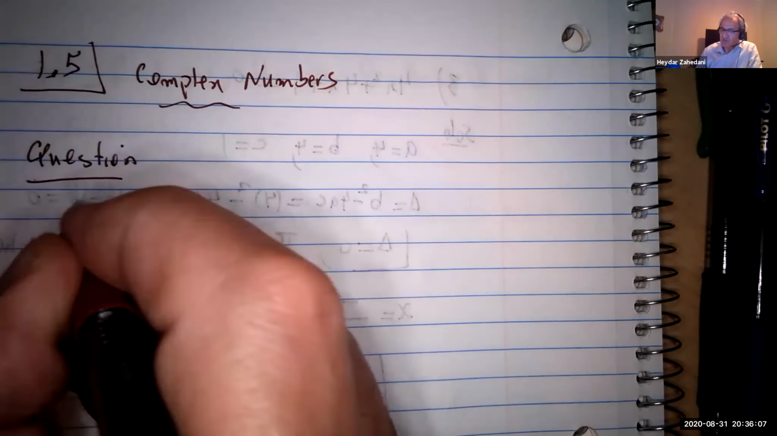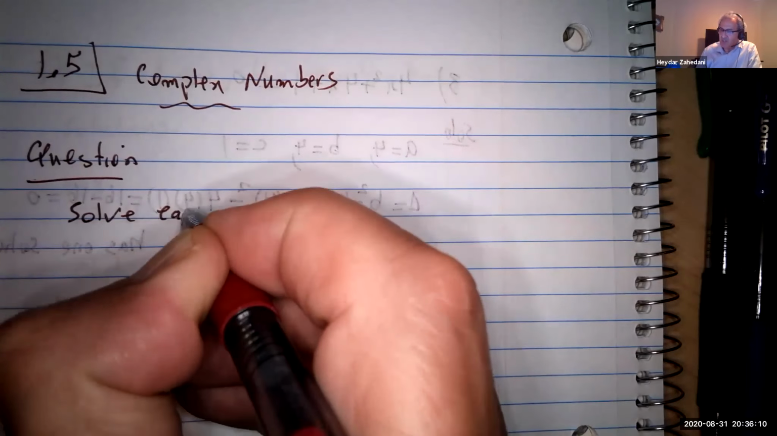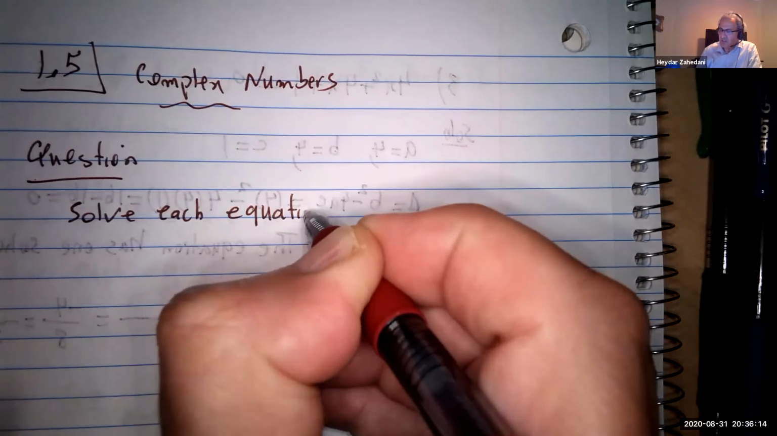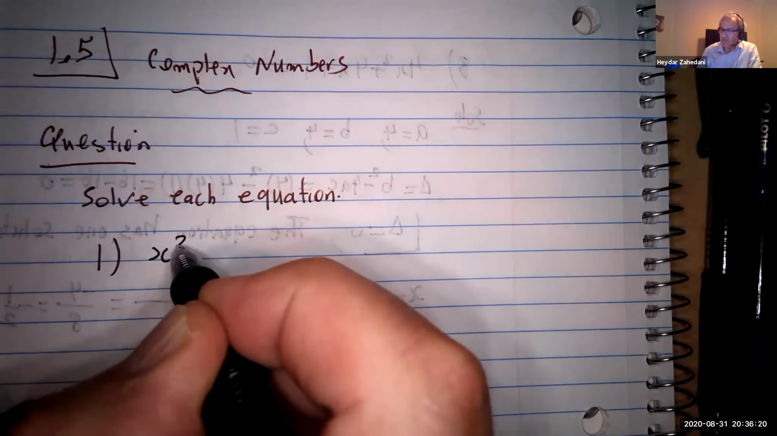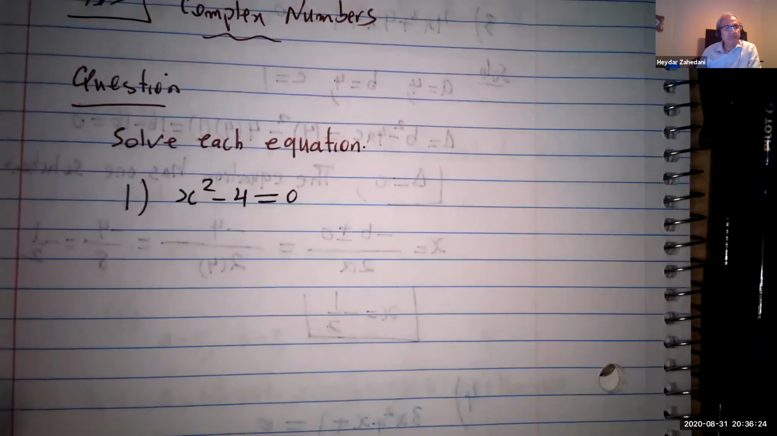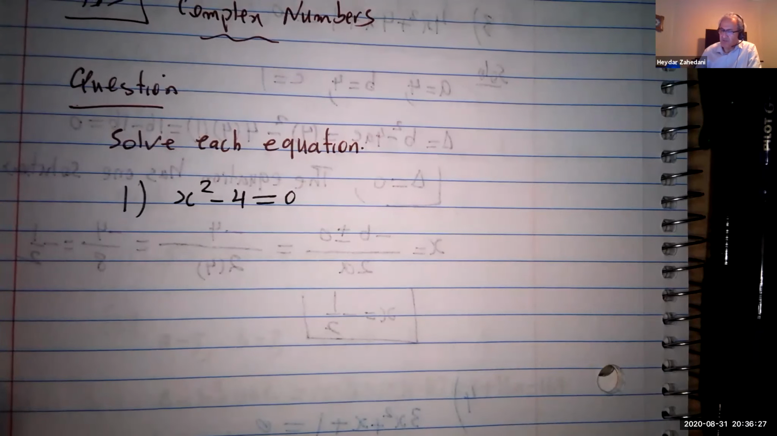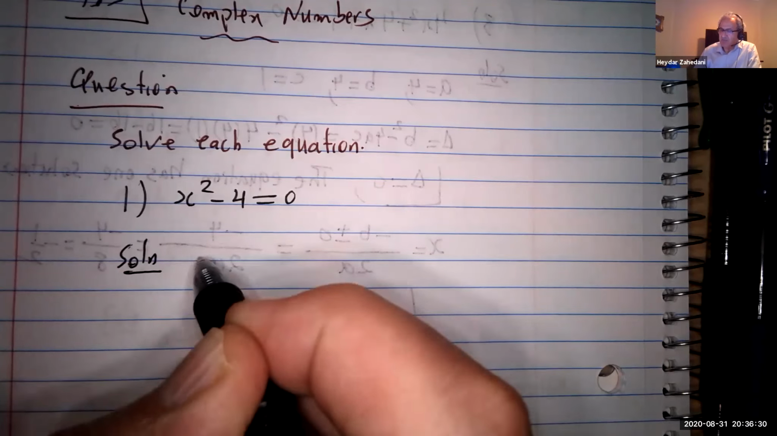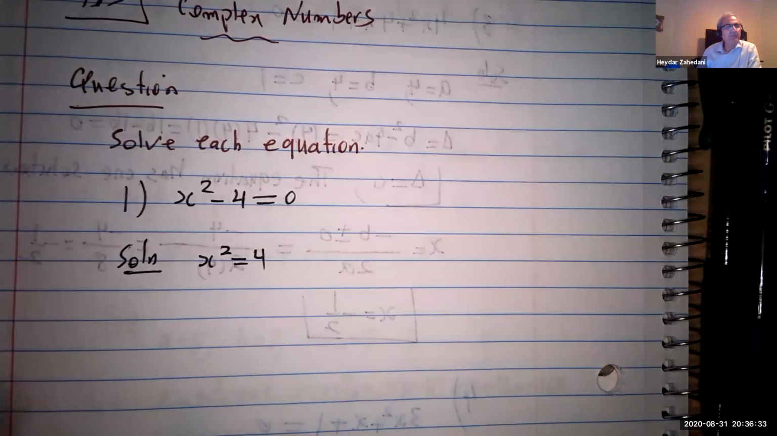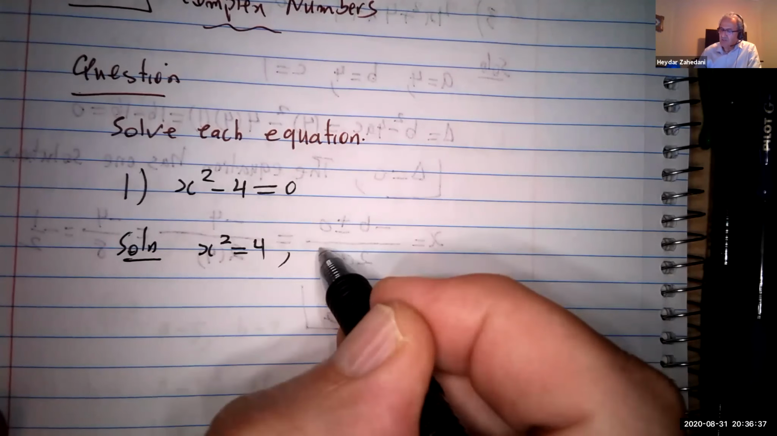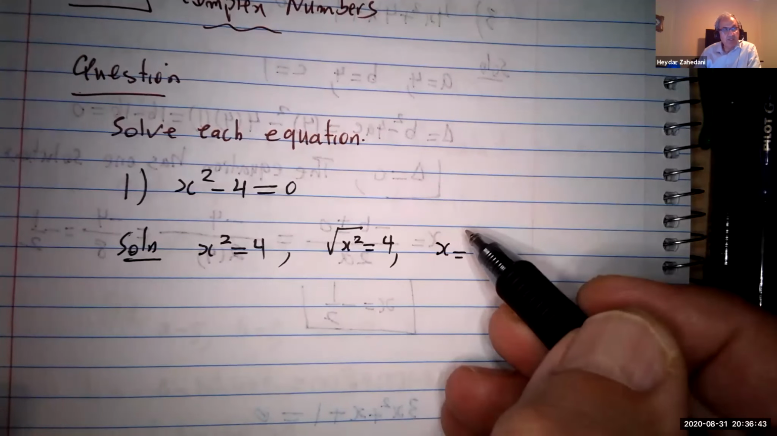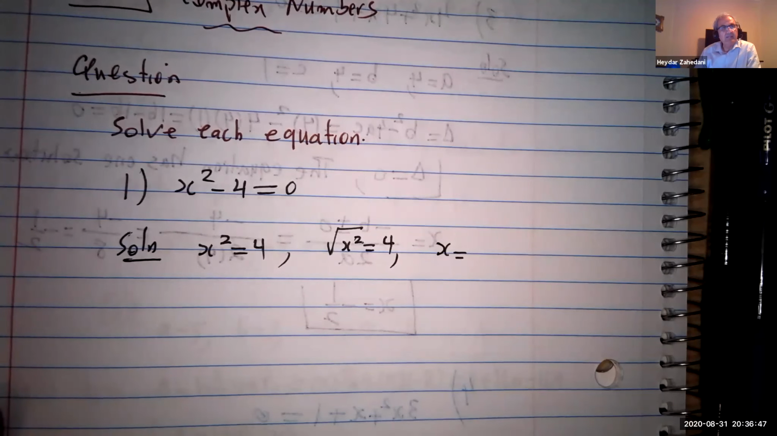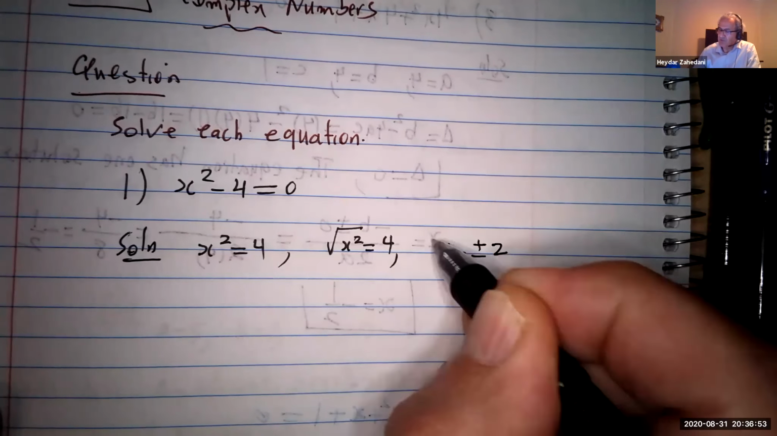Solve each equation. The first one is x squared minus 4 equals 0. We already talked about how we solve this: we move the 4 to the other side, and then we take the square root. So x squared is equal to 4, and eventually x would be plus or minus the square root of 4. Remember, that would be plus or minus 2.